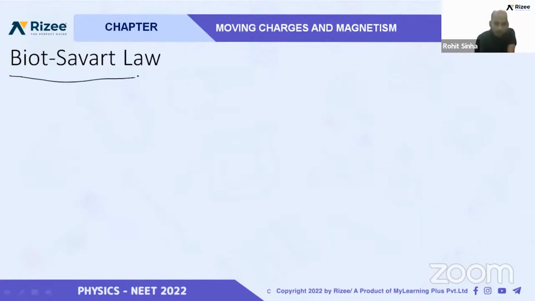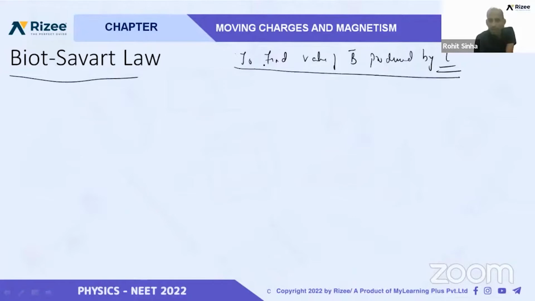In this chapter, what will we find? Our aim will be to find the value of magnetic field produced by current. With the help of current I, what will be the value of magnetic field? So with this, we start the second part of the chapter, that is Biot Savart Law.